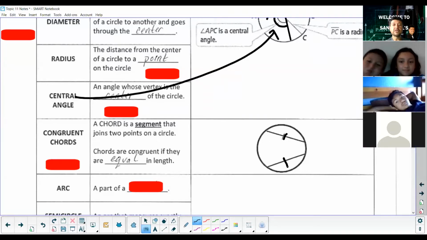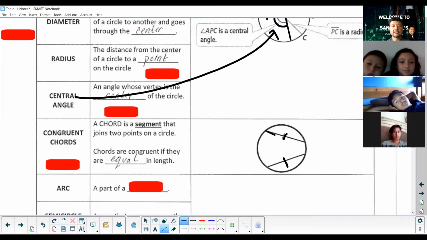But going back to what a chord is, it's just going from side to side. So you go from there, that's a chord. But one thing that a chord is not allowed to do is go through the center. Does anybody know why? Nope. Okay, that's because otherwise it'll be called a diameter. So that's the reason why it's no longer called a chord, it's called a diameter. So there's another chord.